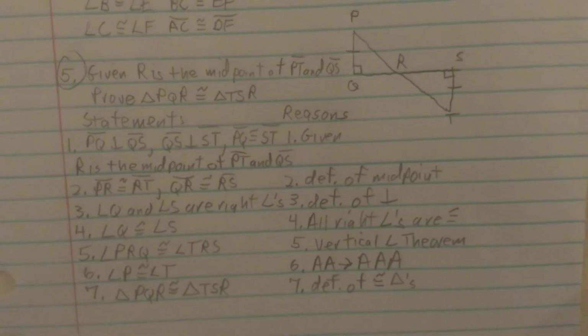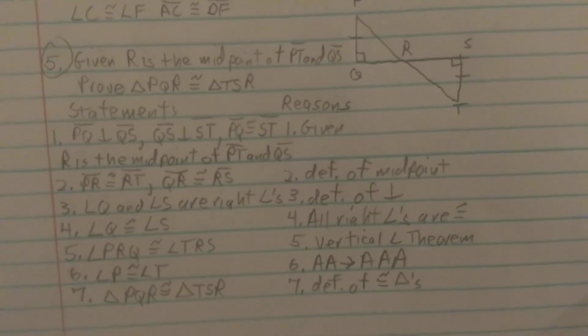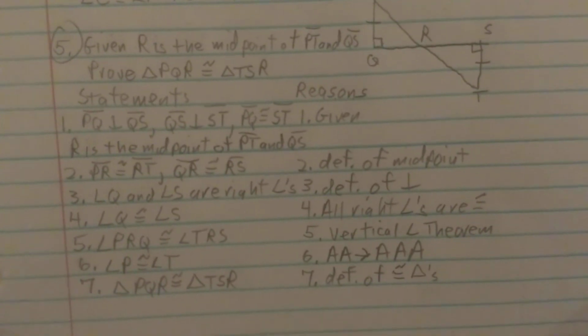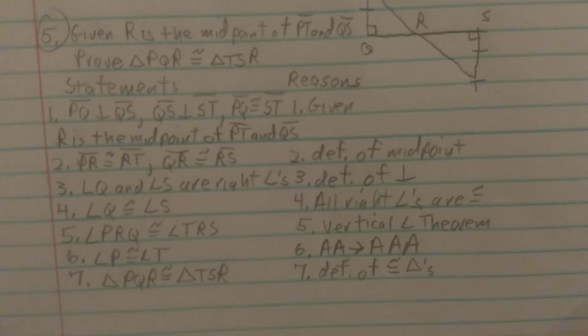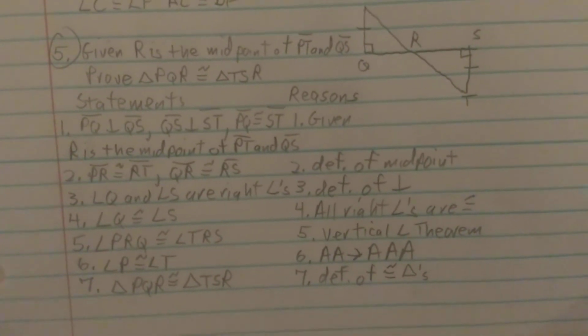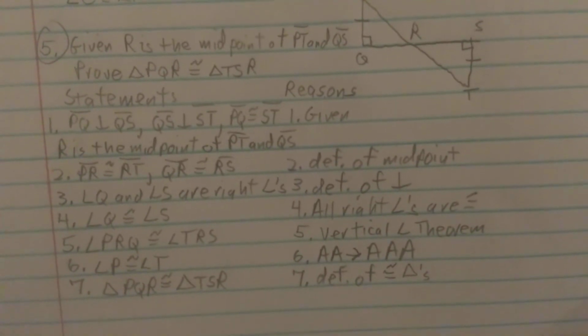So statement 2, PR is congruent to RT, and QR is congruent to RS, the definition of midpoint. Then angle Q and S are right angles, definition of perpendicular. And angle Q is congruent to angle S because all right angles are congruent.